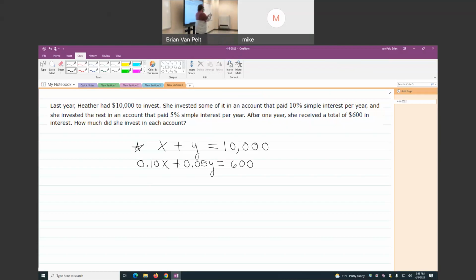She's going to take $10,000 and break it up into two pieces. Some of it's going to go into one investment, some in the other one. This is usually a smart thing to do with your money, to split it up among many things. So this part right here, Heather had $10,000 to invest. That's how I came up with the star equation.